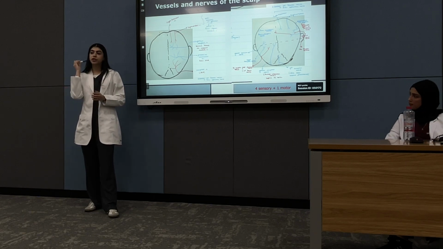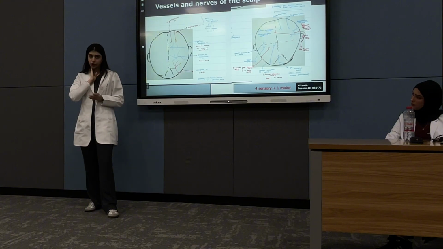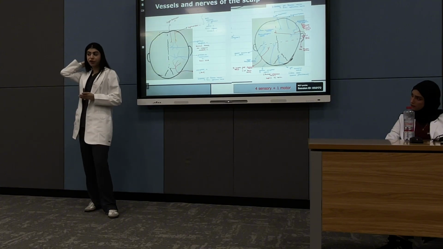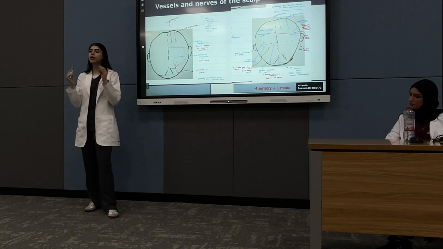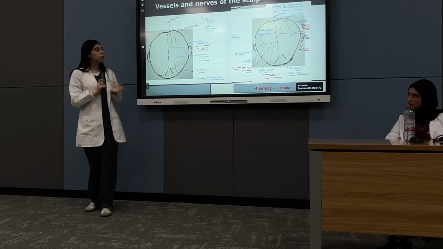Then we have the posterior part of the scalp. We have the greater auricular, which is going to be here. We have the lesser occipital, greater occipital, and the third occipital. Okay? These are all the sensory nerve supply of the scalp. When we go to the motor, we have 2.